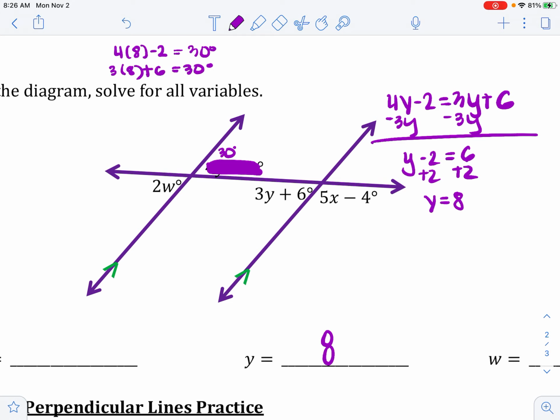3 times 8 plus 6, which is 30 degrees also, and it better be. Otherwise, I made a mistake, so this is 30 degrees. Now I'll put this is 30 degrees. This is equal to 30.